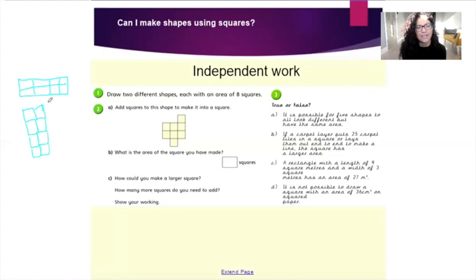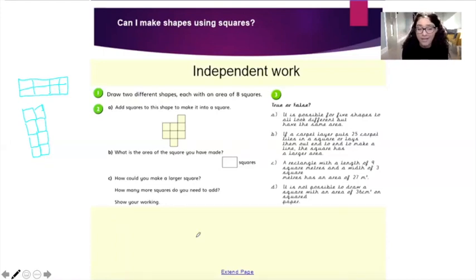There we go, that's my next shape. It looks different and it's been made up of 8 squares. Check it to see. 1, 2, 3, 4, 5, 6, 7, and 8. So that is question 1, done and dusted. Now remember, if your shapes look a little bit different to mine, do not worry at all. Post them onto Tapestry for me to see.